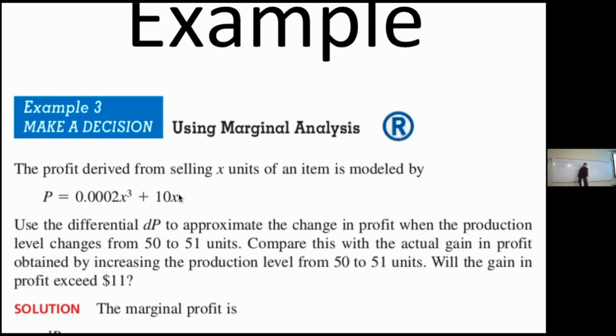Well, this problem goes on to tell us that we want to approximate the change in profit when we change from 50 units to 51 units sold, or produced rather. So this tells us that x is equal to 50 and delta x is equal to 1. And this is approximately equal to our differential of x.